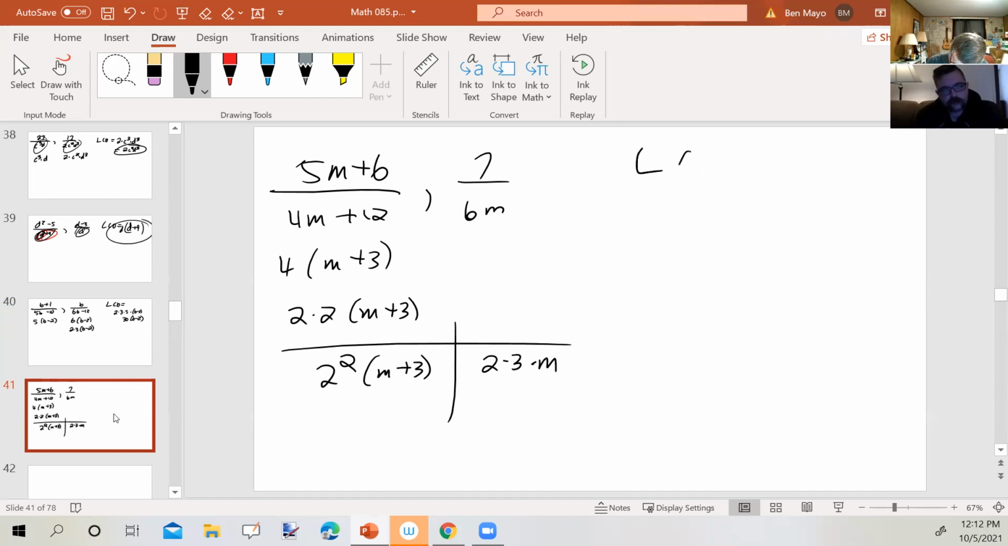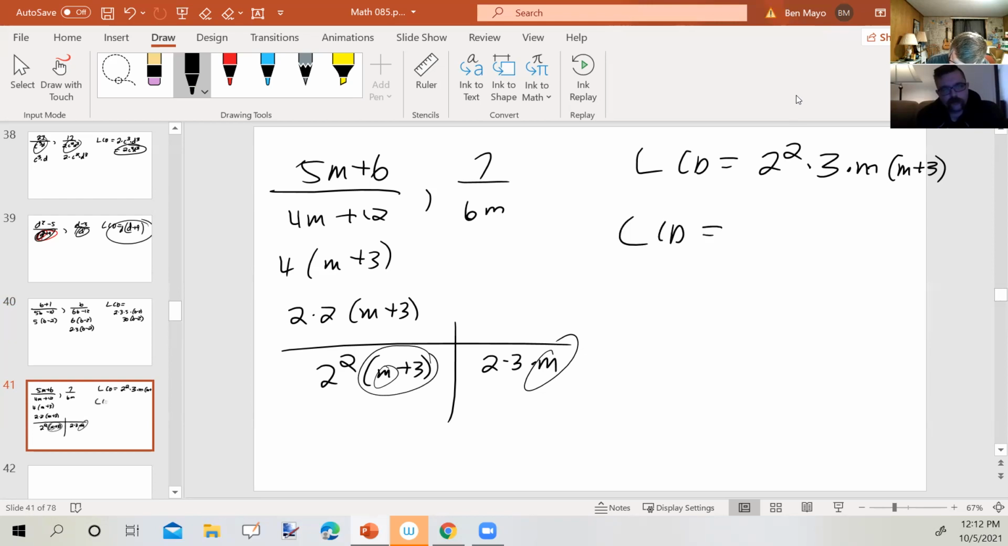Okay, so my LCD, the highest power of 2 is 2 squared. The highest power of 3 is just 3. The highest power of m is just 1m. And the highest power of m plus 3 is 1 m plus 3. So again, this m is a factor. This m is not. The whole thing is a factor. So my LCD is what? 4 times 3, 12m times m plus 3.